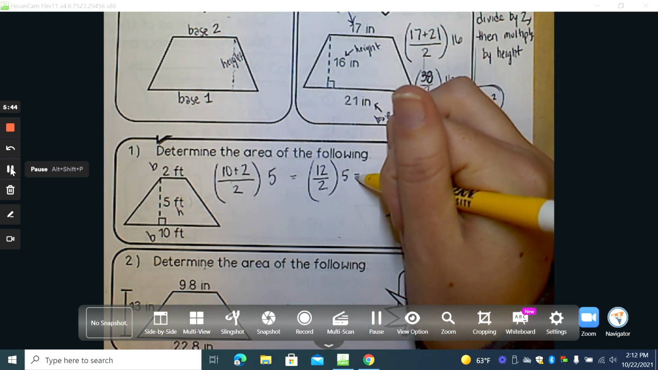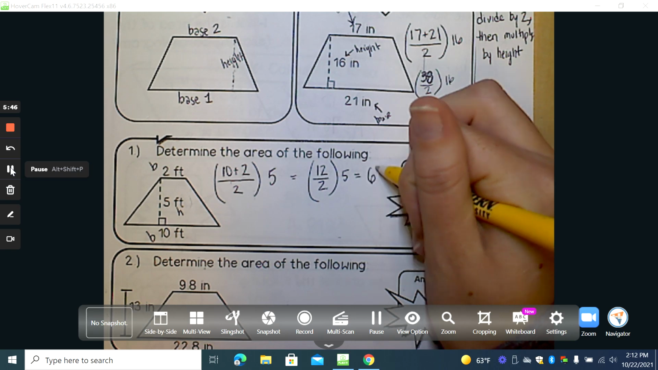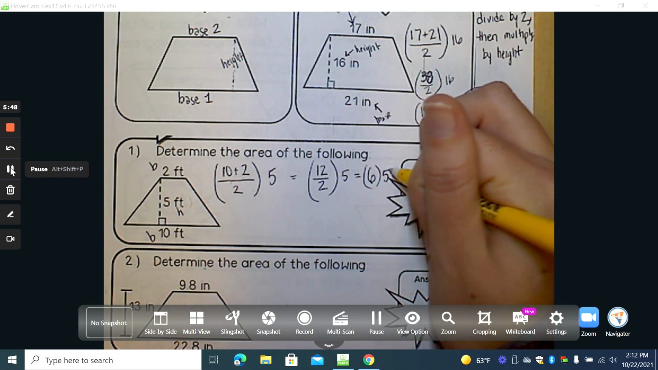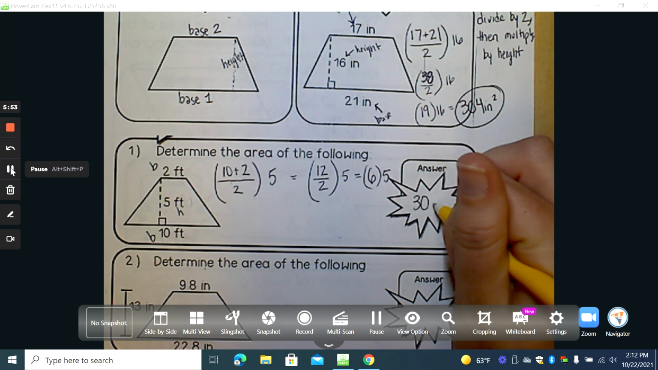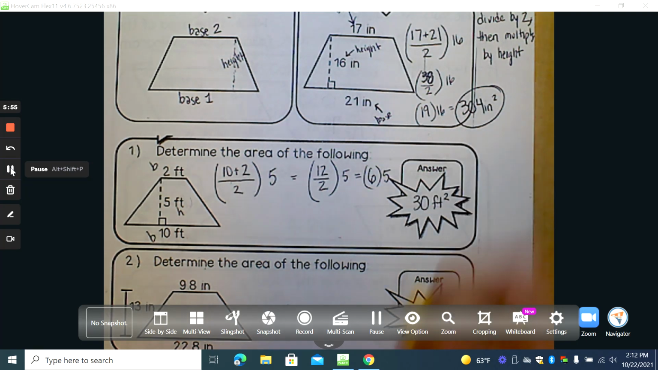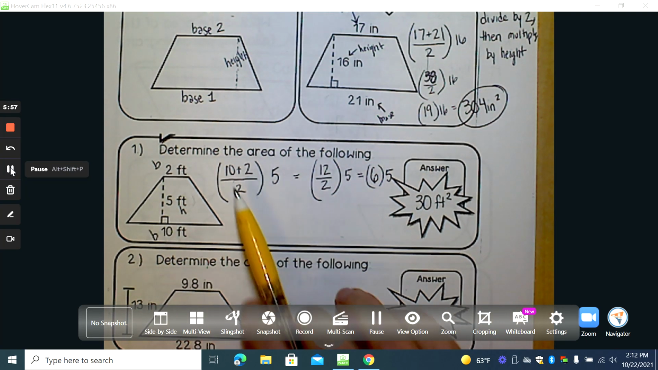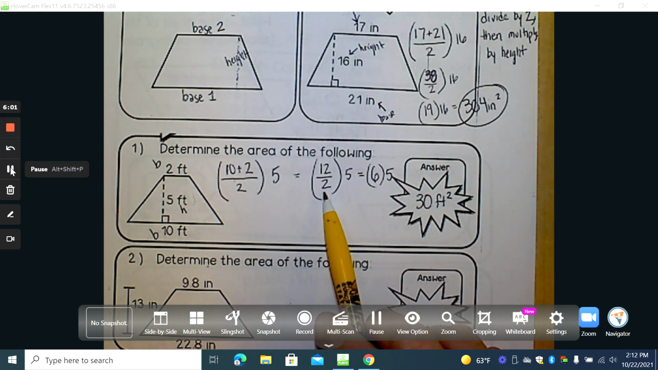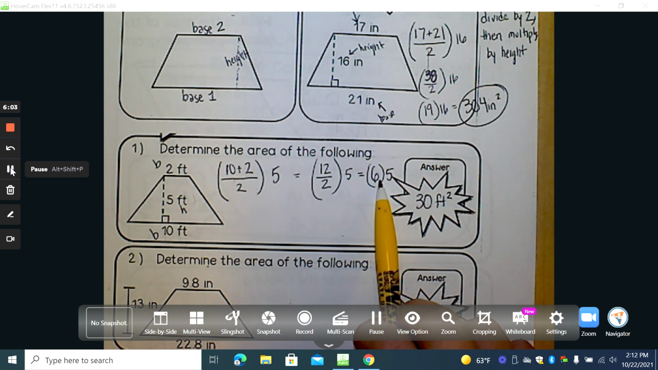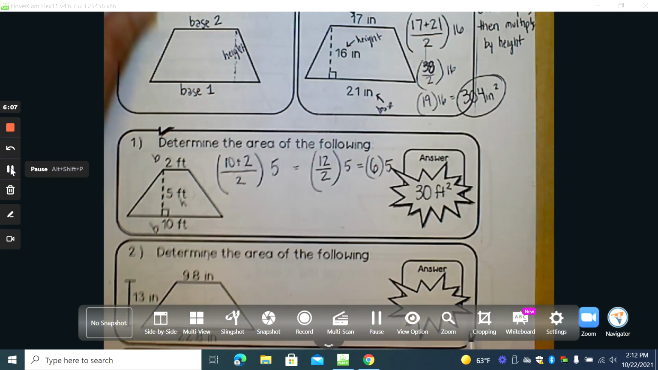12 over 2, 12 divided by 2 is 6. And 6 times 5 is 30. And so this one is 30 feet squared. 10 plus 2 is 12. 12 divided by 2 is 6. And 6 times my height, 5, is 30.